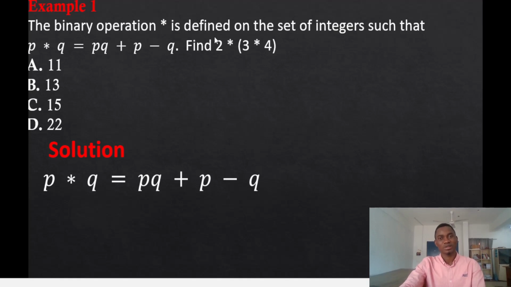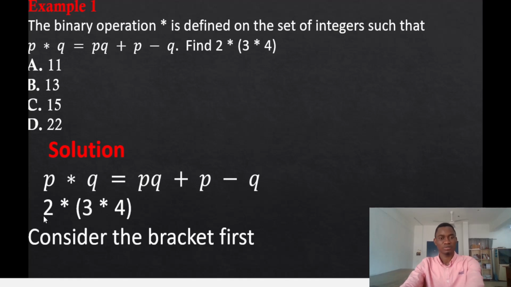Now, we are being asked to use this formula to combine 2 operated on open bracket, 3 operated on 4, and close your bracket. As you know, in mathematics, whatever is inside the bracket is considered first. So we're going to perform a binary operation on 3 and 4 based on this rule. We'll do that first, then we'll take up the next.